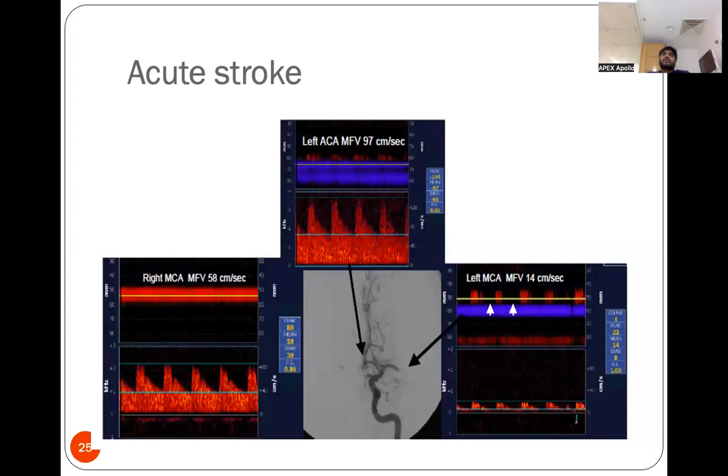Next, you can see acute stroke. This is a left MCA occlusion. In the Doppler window, you can see the left MCA occlusion. The small white arrows show no flow in diastole. In the angiogram, the black arrows show the arterial occlusion. So we can correlate transcranial Doppler with the angiogram.